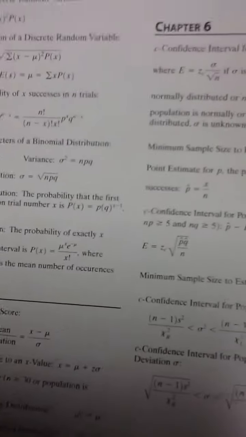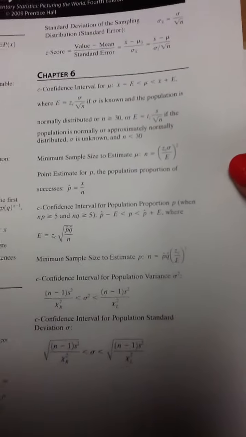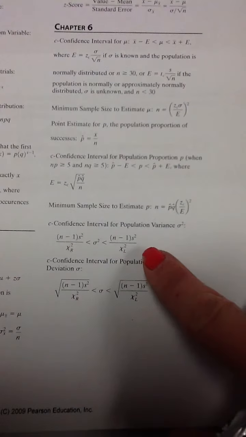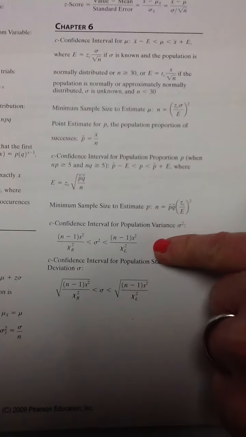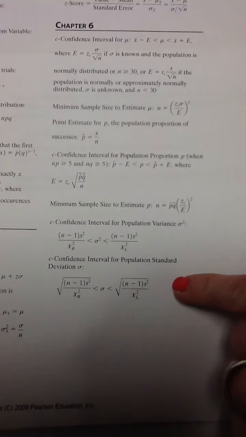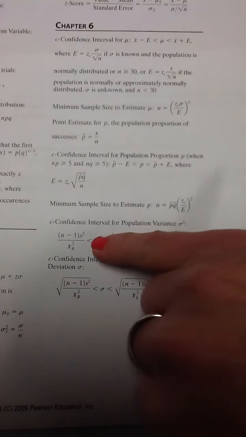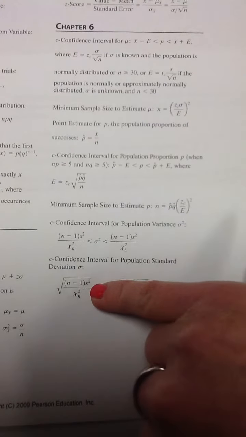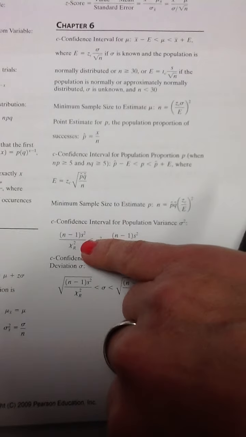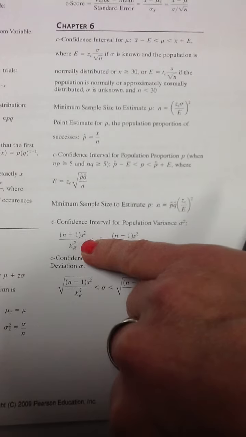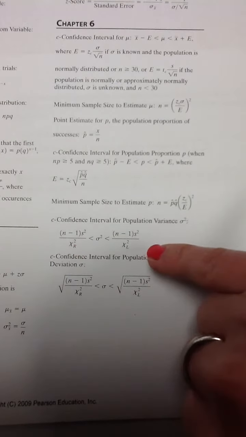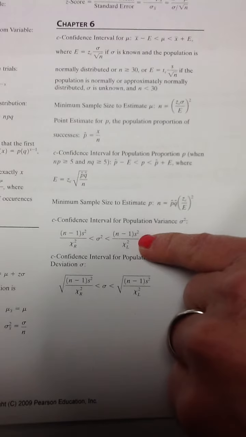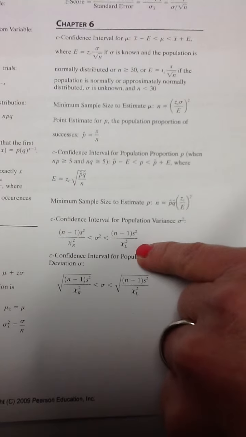formula, so I'm going to your key formula chart. And notice down here the formulas we have for finding our variance and for the standard deviation. Once you have the variance, notice that all you're doing is taking the square root to find the standard deviation. So we're going to be taking n minus 1 times s squared all over chi-square right. And over here it's the same thing on top, only we divide by chi-square left.